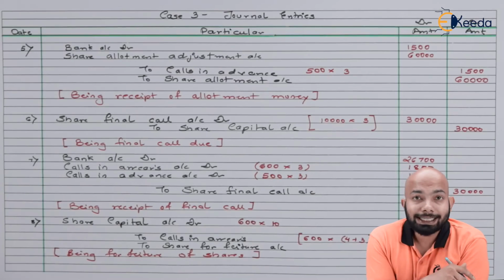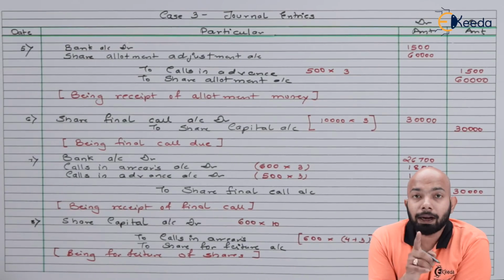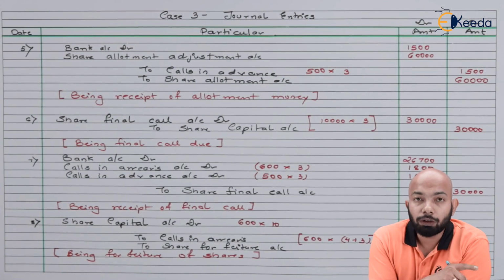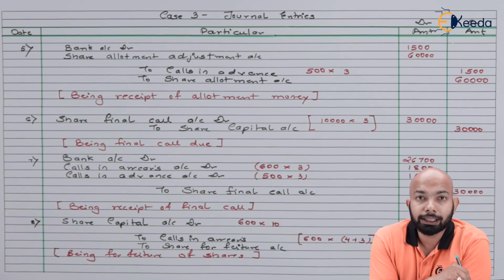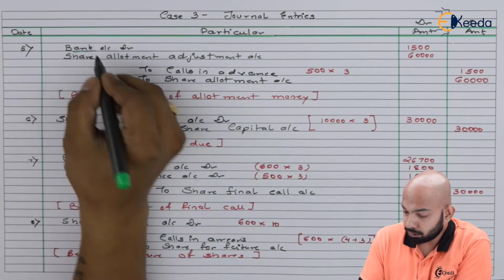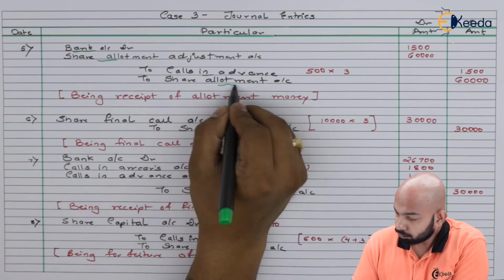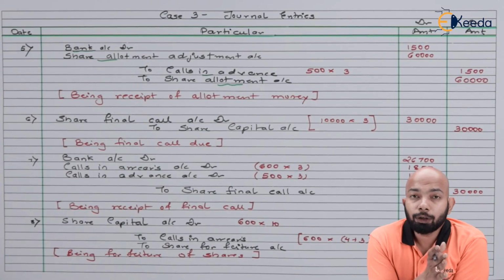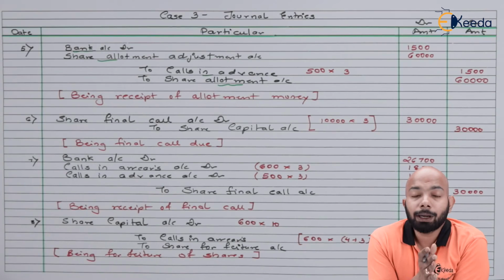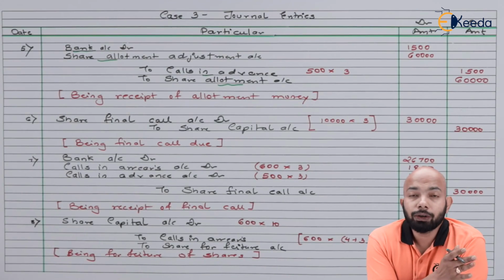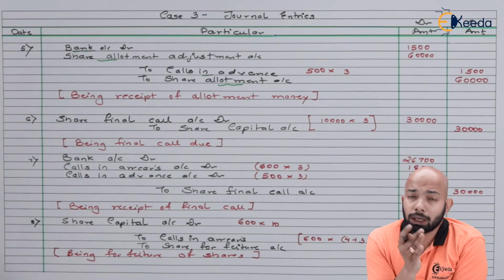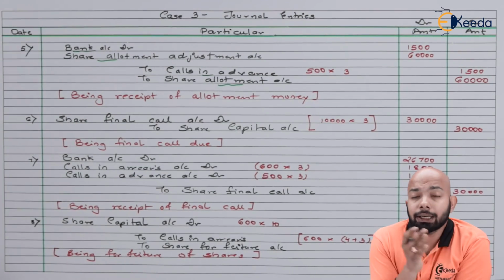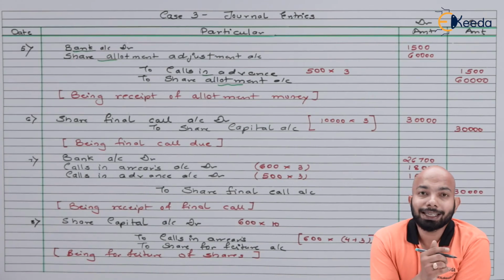So the next set of entries has been passed. The next part refers to receipt of allotment money here. So we have mentioned that entry. Let's figure out that entry first. Now, when it comes to receipt of allotment money, the entry that we have passed is bank account debit, share allotment adjustment account debit, to calls in arrears and calls in advance, or rather to calls in advance and to share allotment account is what we have passed here.